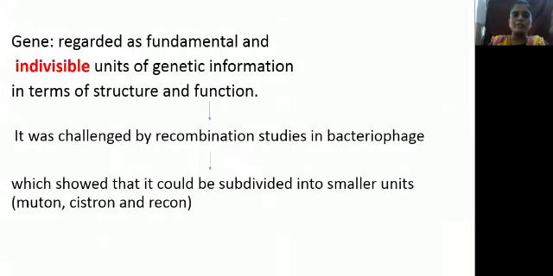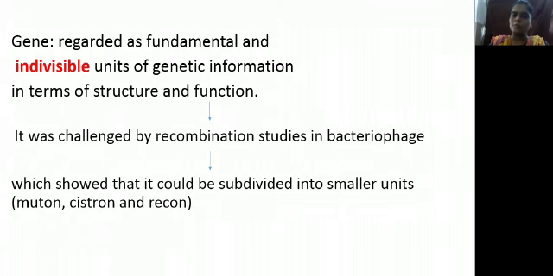Another definition of a gene is that it is regarded as the fundamental, indivisible unit of genetic information in terms of both structure and function. At that time, it was known that the gene is the smallest unit. It cannot be further divided, so the term indivisible was used. Further, this was challenged by recombination studies in bacteriophage by Benzer, and they showed that it could be subdivided into smaller units. A gene can be divided into smaller subunits, which are muton, cistron, and recon.